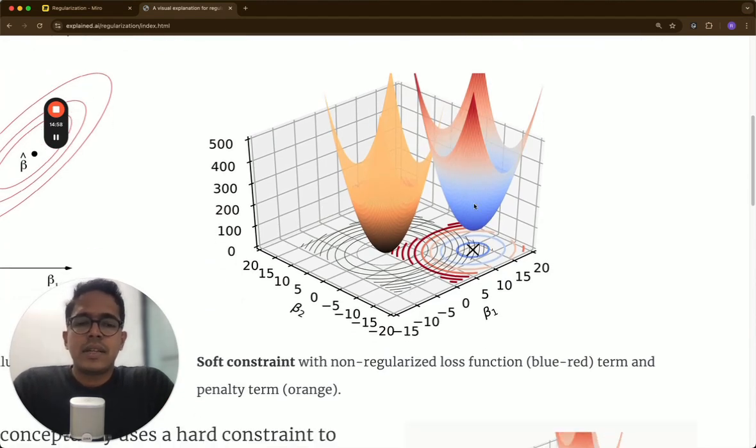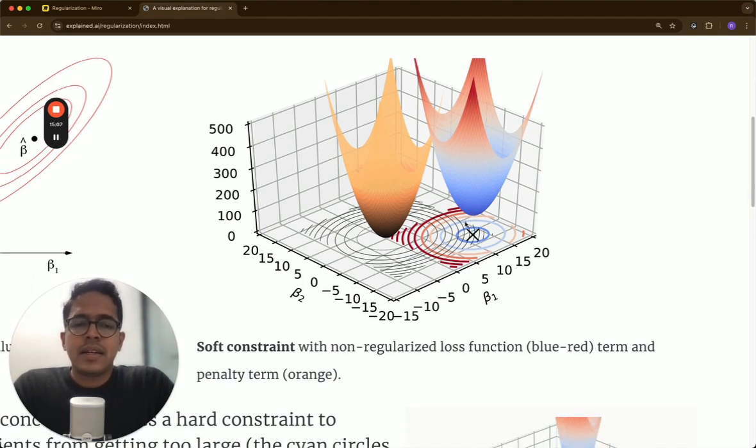So just look at this graph. In my opinion, this is an even better way to understand, but it's slightly complex, so you have to spend a little bit of time. Here, what they have is a certain loss function. Ignore this orange parabola for now. Just look at this shaded one, the one with the red to blue gradient.